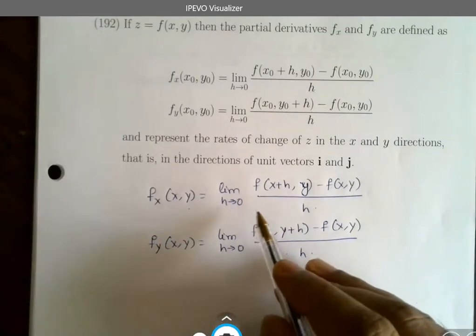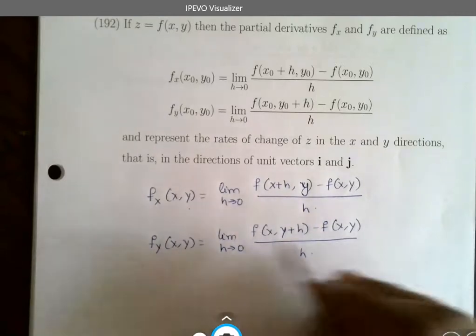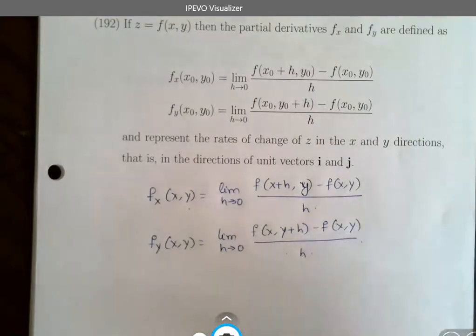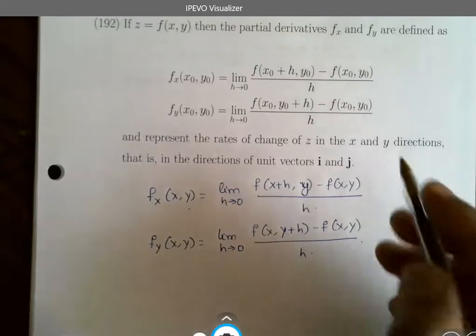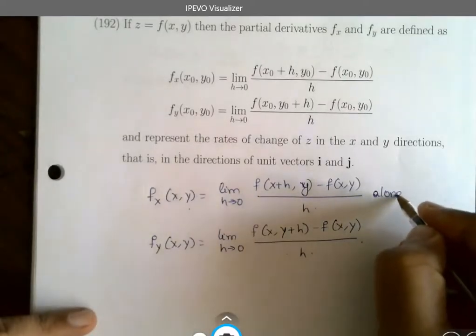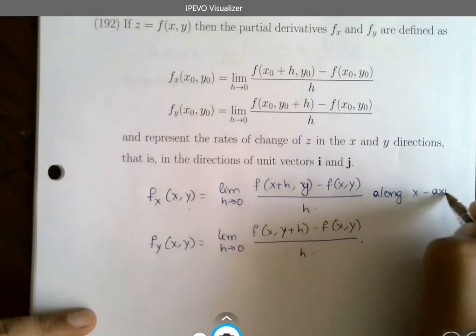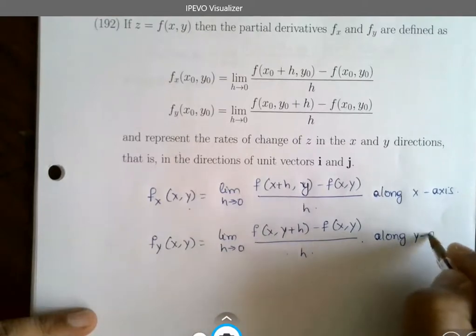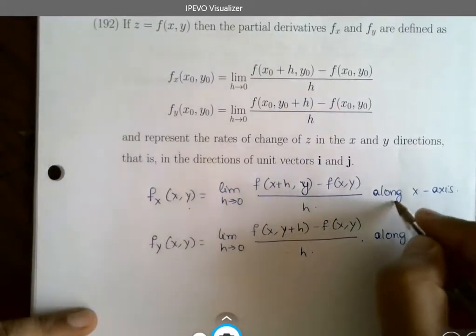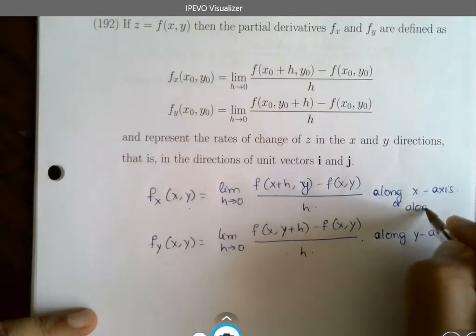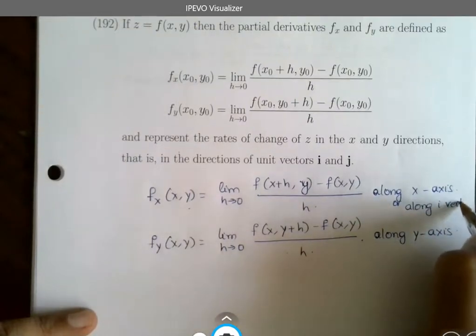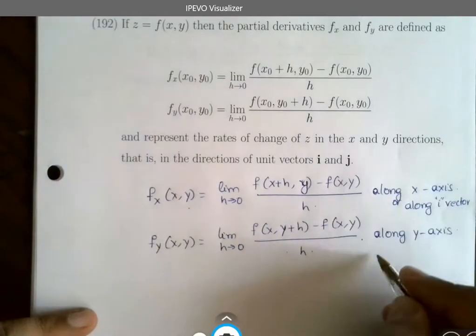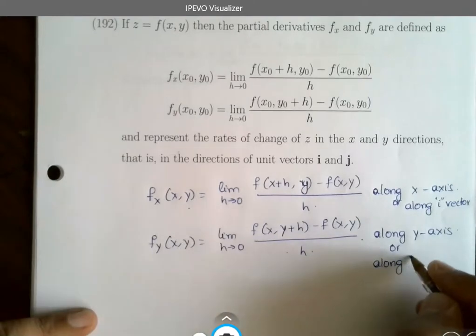The direction of x is the direction of i, and the direction of y is the direction of j. So this represents the rate of change along the x-axis, or x direction. This is the rate of change along the y-axis, or the y direction. Or you can write this as the rate of change along the i vector, because i is along the x-axis, or along the j vector, because j is along the y-axis.